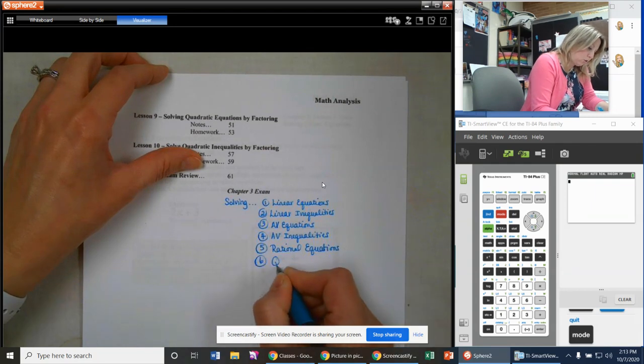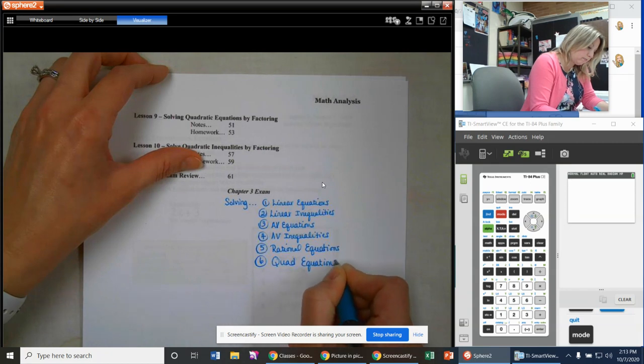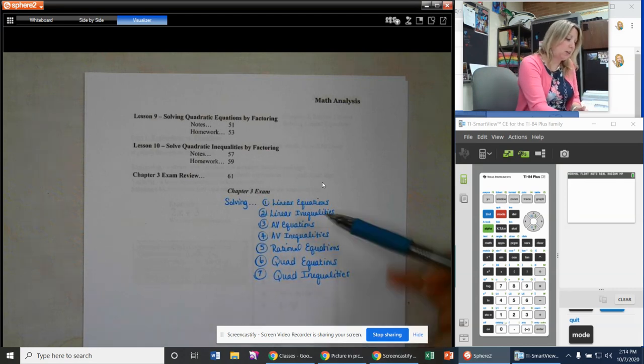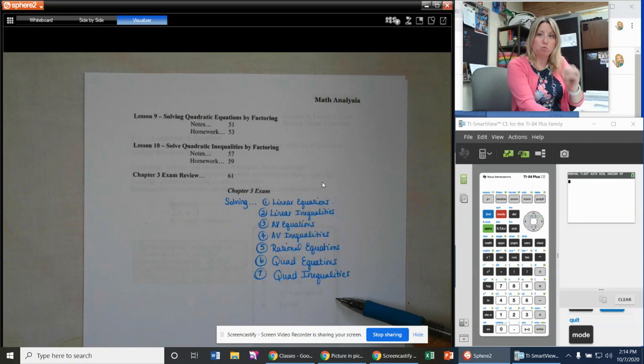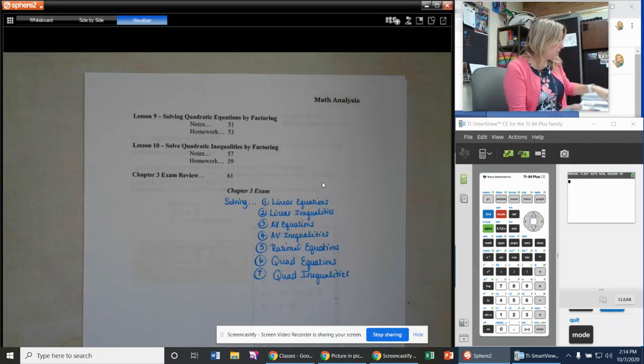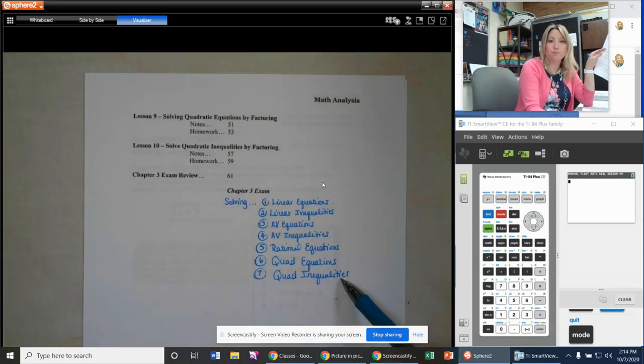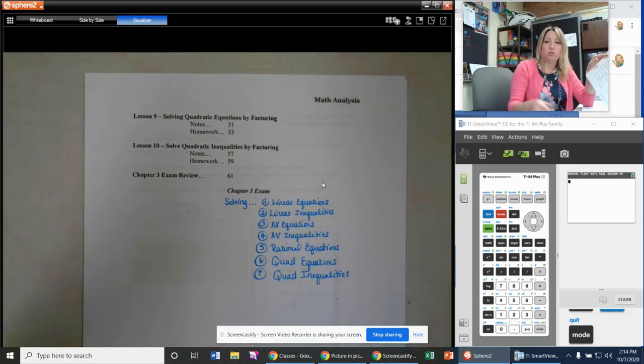And quadratic equations and quadratic inequalities. Okay? So when you go to take your test, it will be these 7 things that are on it. So out of all 10 lessons in this entire chapter, only 7 have to do with the actual solving stuff that will be on the test. The reason we have this factoring review is because you need to factor to do the last 2. So we're going to take the aside to do all the factoring stuff and be ready to go when it comes to that.